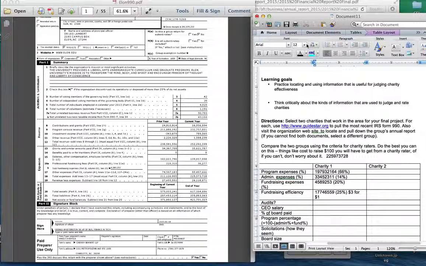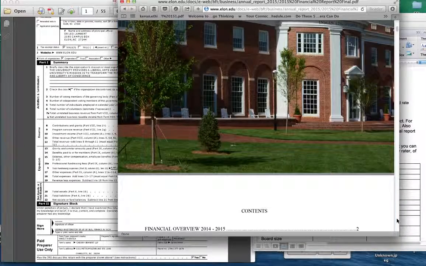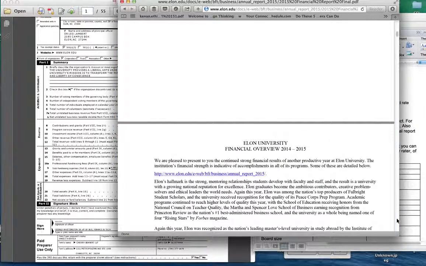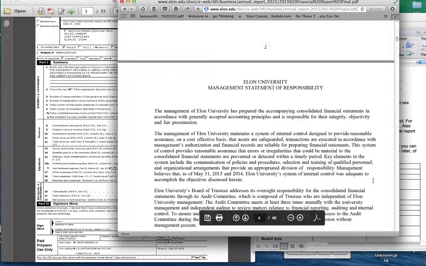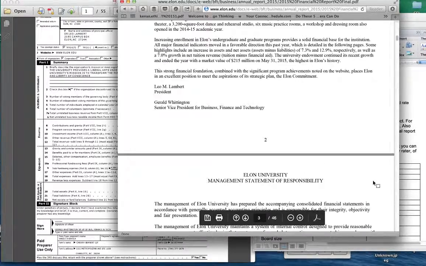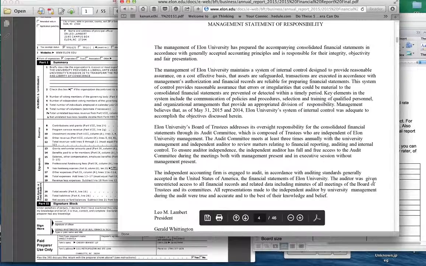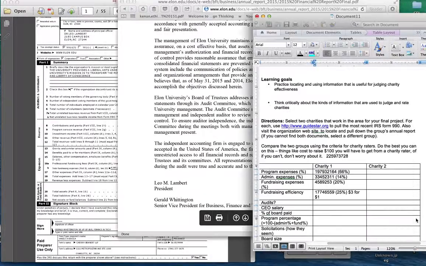Okay, does Elon do audits? In order to find that out, I need to look at their annual report. And so here is the latest annual report that I was able to find from Elon. If I go down in this, I can see they've got a financial overview that says what they're doing. And then down here, it states that they do actually have an audit procedure in place that they follow, that is coordinated by the board, and conducted by an independent accounting firm. So are they audited? Yes, and it's a standard process.